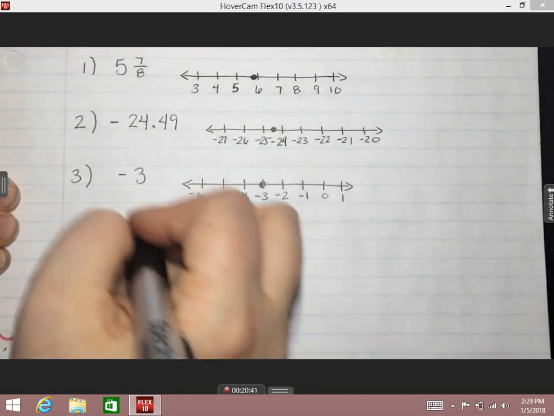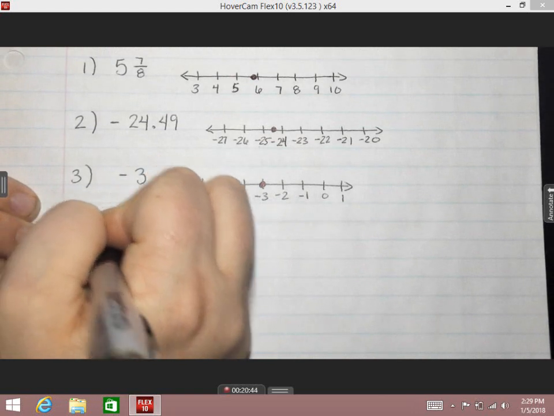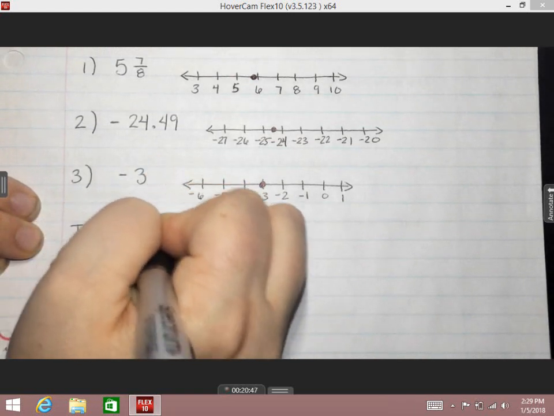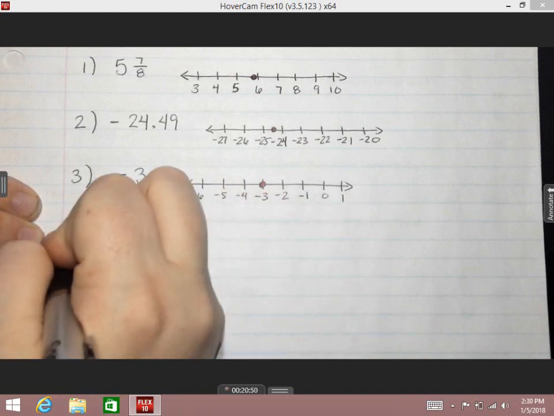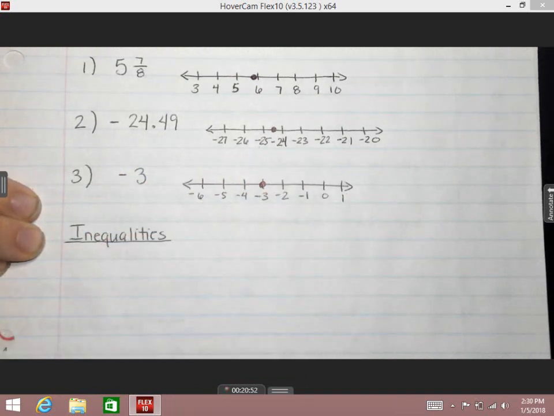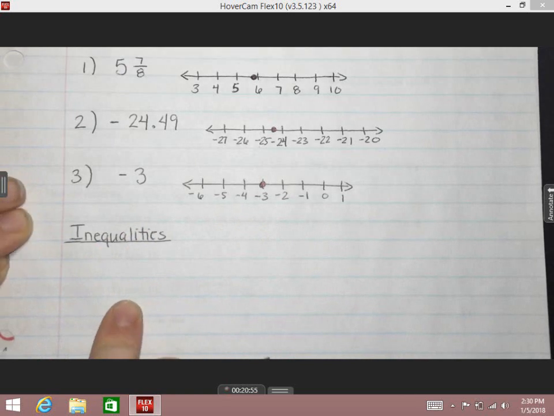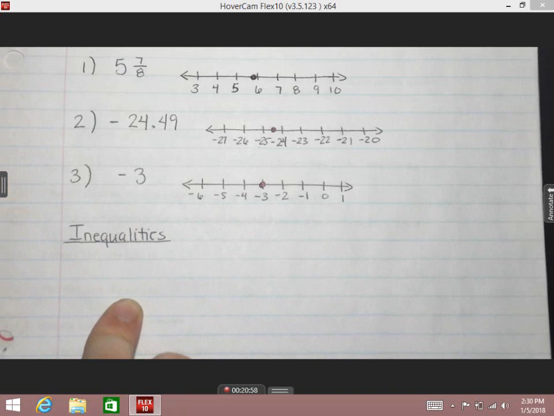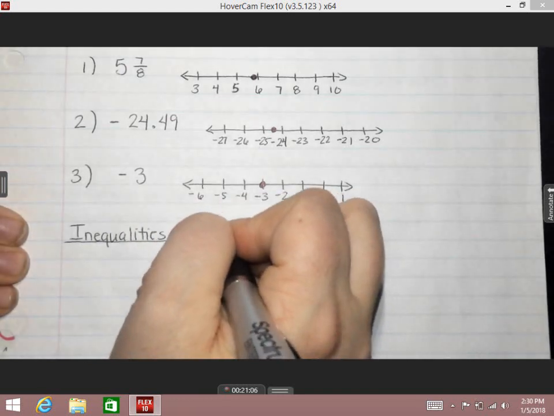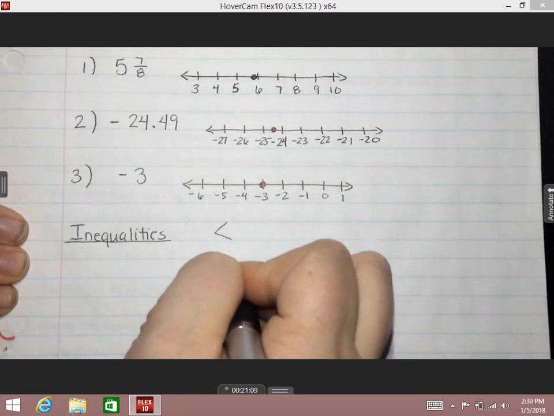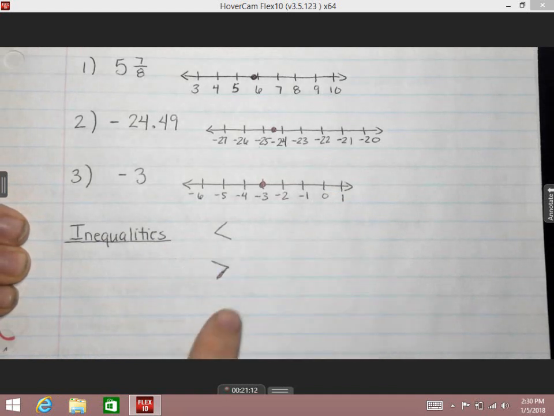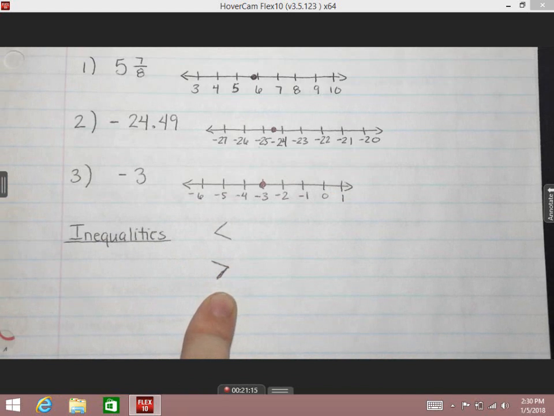All right, so we still need to talk about inequalities. We defined this yesterday. Our definition for inequality stated it's a mathematical sentence indicating that two quantities are not equal. All right, the symbols that we use for inequalities are these two symbols. Some people use Pac-Man or alligators to remember which way to write our inequality in the math sentence, but we still need to know which one is the less than and which one is the greater than.